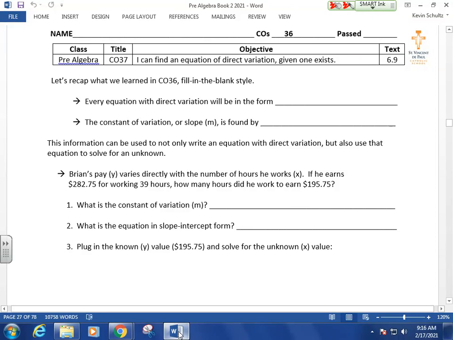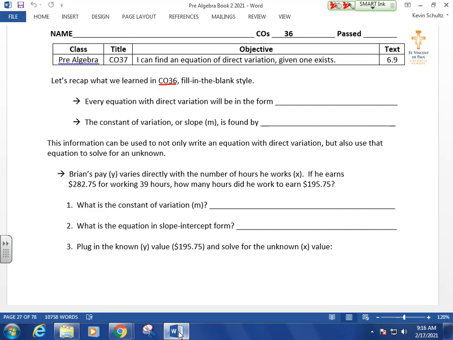Hello, good day, pre-algebra. We are covering our final objective of Unit 5, CO37, going back to direct variation a little bit, okay? Actually, a lot, but applying it now into more real-life word problem type situations rather than just function tables. But we're going to start by going back to CO36 by filling in some blanks here.